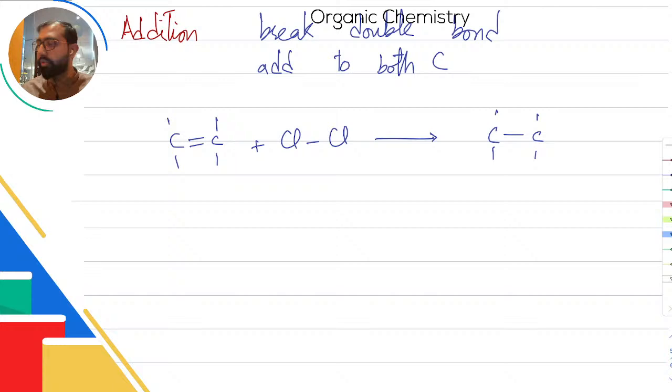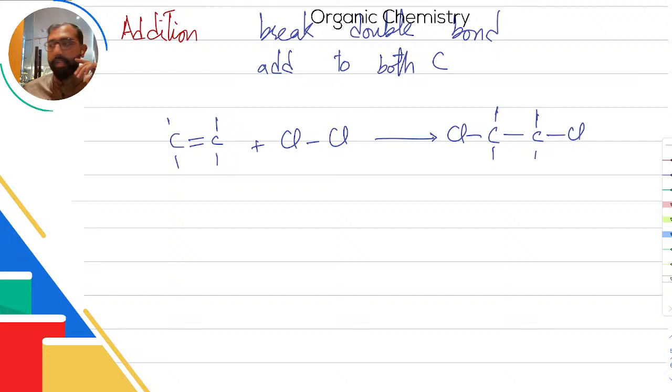And now, add chlorine on both carbons. That's addition. That's the primary difference between addition and substitution, that at the same time, you're adding to two carbons. Over there, you were adding to one carbon at a time. So one chlorine here, one chlorine here. There you go. That's addition.